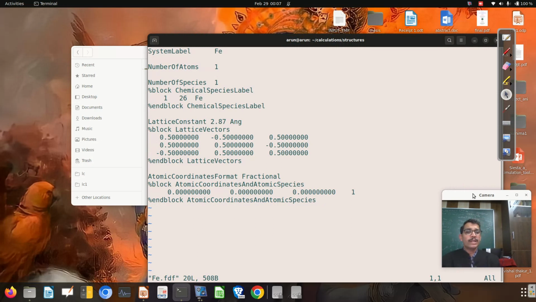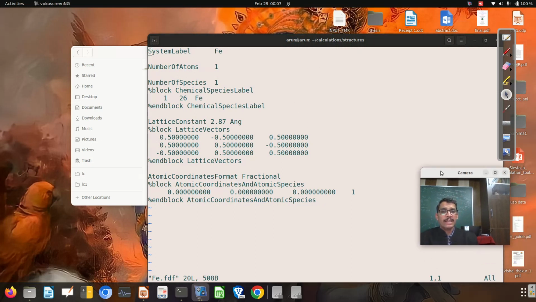If I try to understand, iron is basically a BCC lattice, and these are the lattice vectors of the FCC lattice. So let me show you how these come out to be, and this is the position of the atom inside the box. So this is in the primitive mode. Let me show you how these things are coming out.